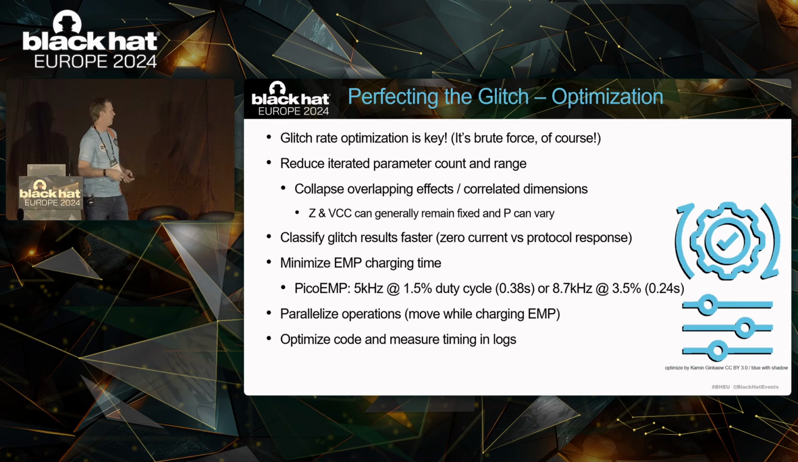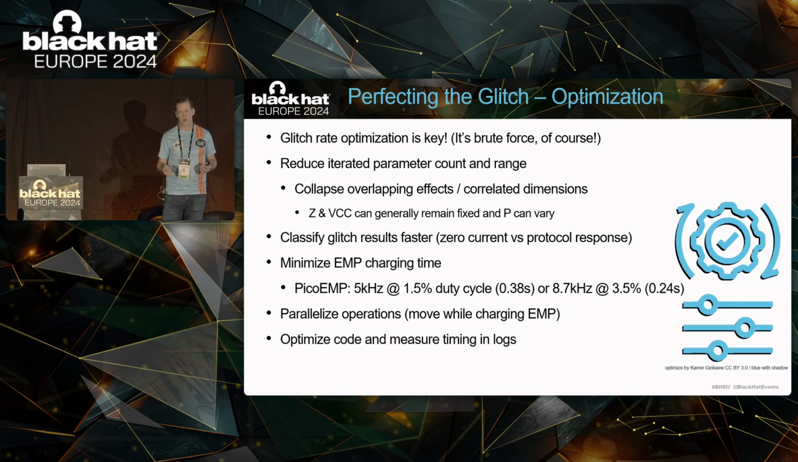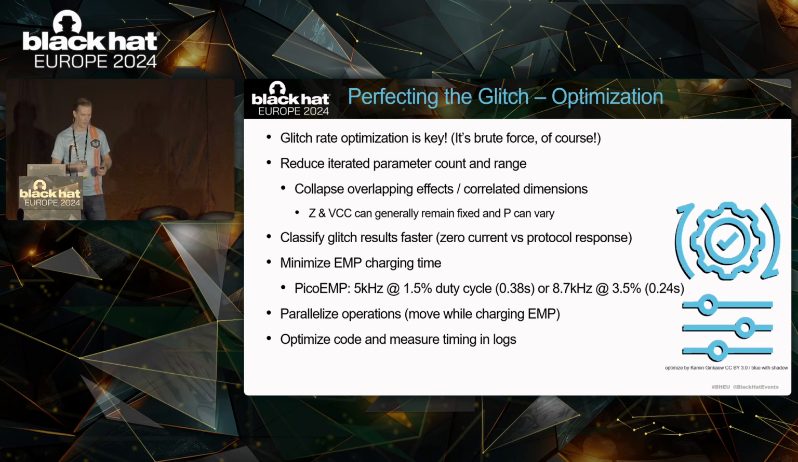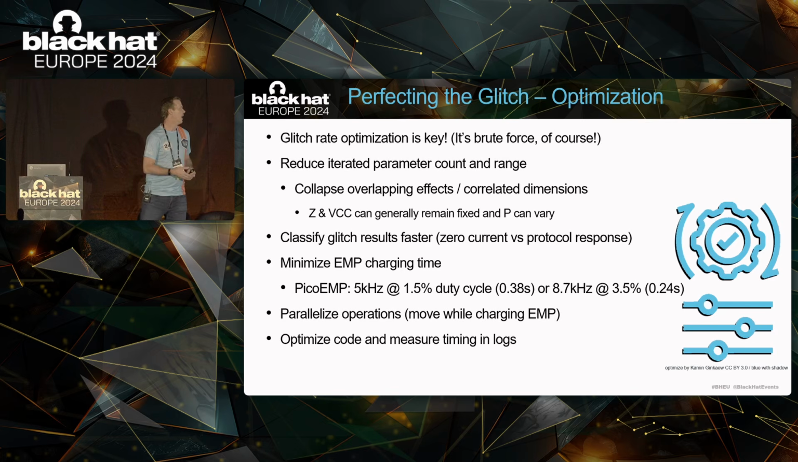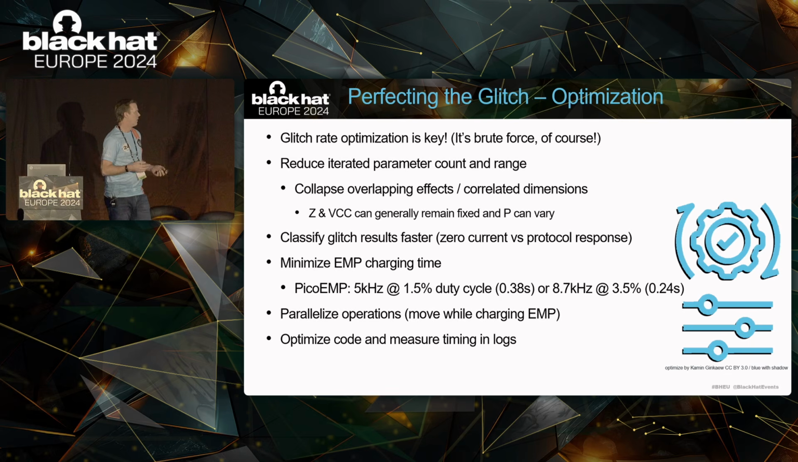We also found that minimizing the EMP charging time was another big one. Out of the box, the open source code for the Pico EMP can take like 1.5 to 2 seconds to charge. So I did a little fuzzing to figure out the optimum charge rate, the PWM charge frequency and duty cycle that worked well. We found a couple of parameter sets that we were using here to take the time down from like 1.5, 2 seconds to a third of a second or a quarter of a second. So another huge optimization.